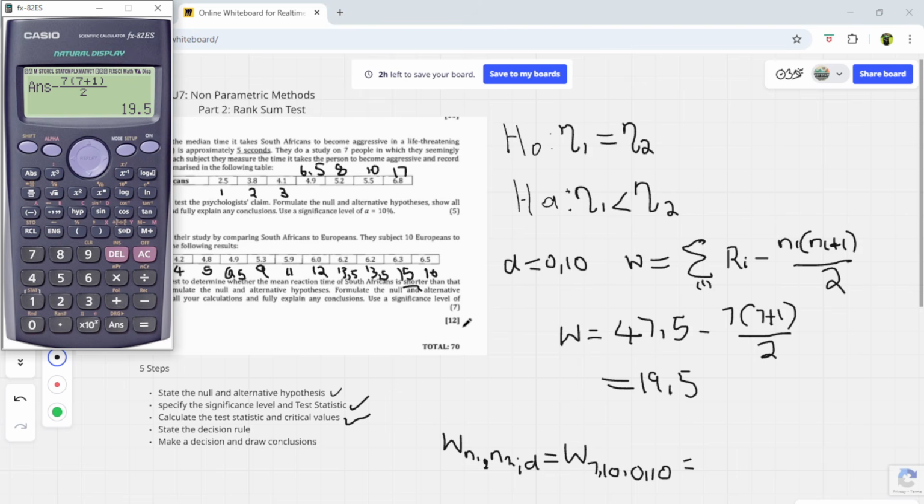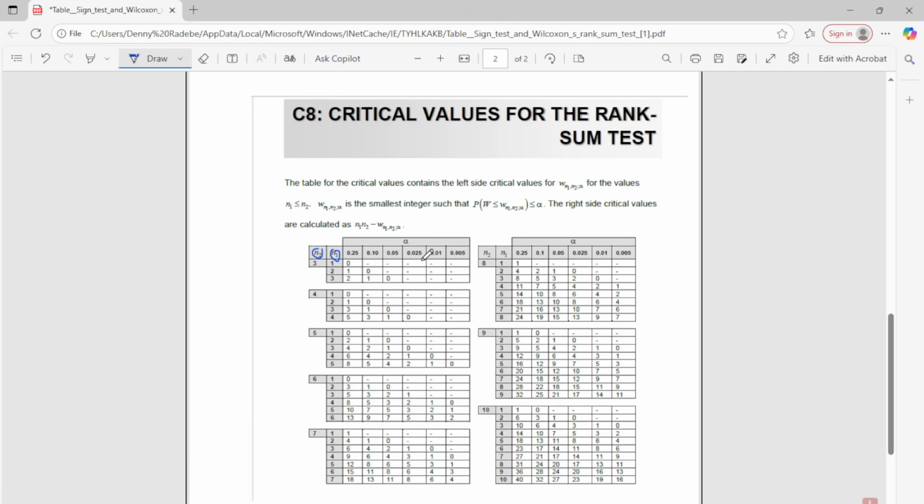So now there are different tables. This is where N2 is 3, this is where N2 is 4, this is where N2 is 5, 6, 7, and so on. So you look for where N2 is equal to 10. In this case, this is where N2 is equal to 10, so you're going to focus on this part of your rank sum test table.